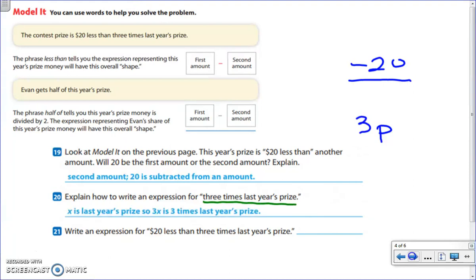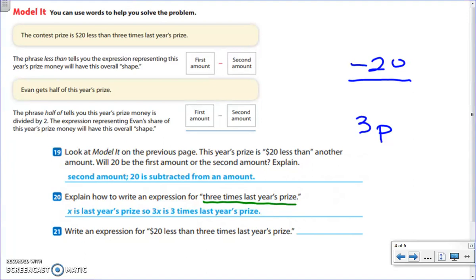They may use a different variable than P, but okay, X. So X is last year's prize. If we're going to use X as last year's prize, then 3X would be 3 times last year's prize. And again, you can see that you just squish the X with the 3 right next to each other, and that indicates multiplication.